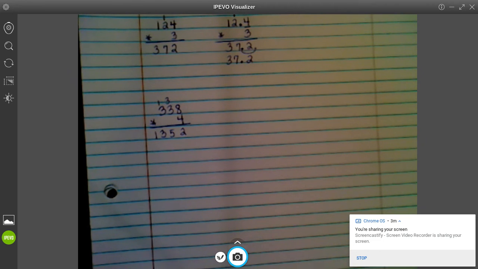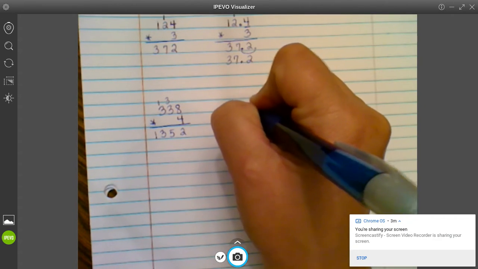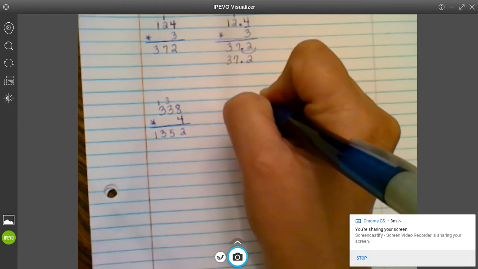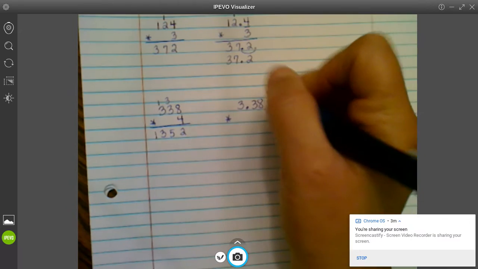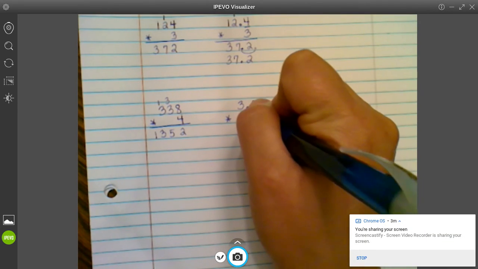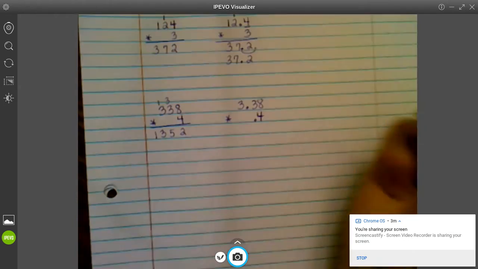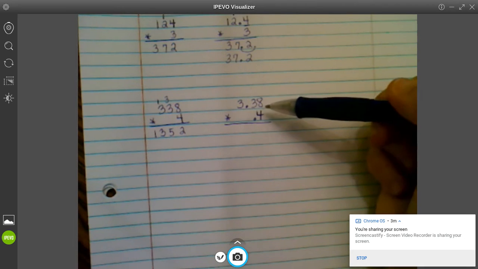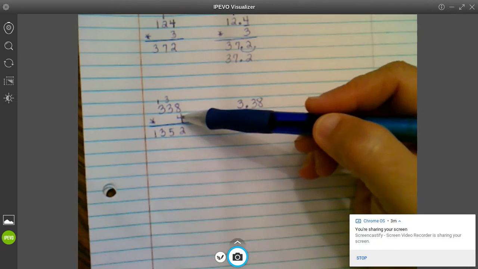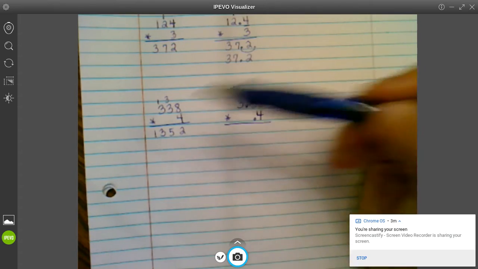So now let's change that, and let's say it was 3.38, and multiply it by 4/10. You don't have to put your 0 there for 4/10. You can just say 0.4. So if my problem looked like this, I would just forget about the decimals and write it this way, multiply it out, and then add my decimals back in.